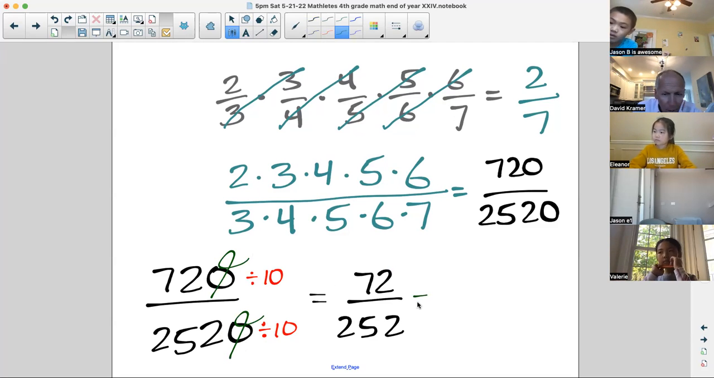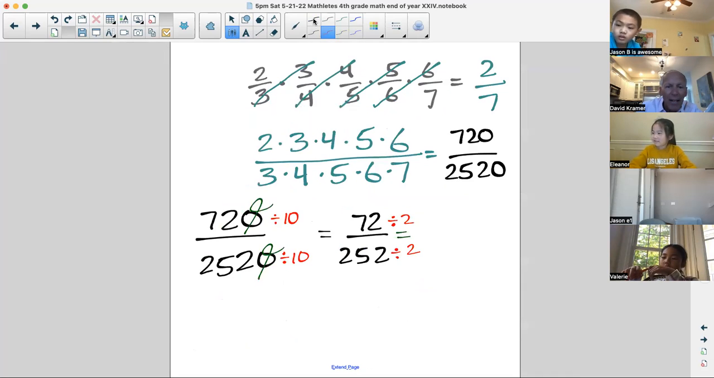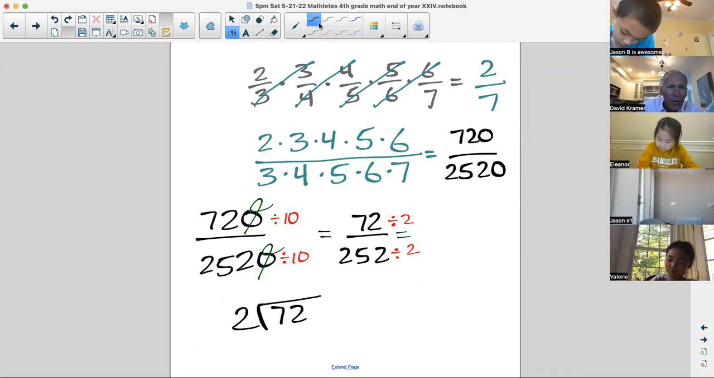Now, let's do it again. Should we divide? Does anybody know what number we should divide by now? 2. Ooh, 2 is good. Let's do it. Everybody divide 72 by 2. So come on, guys. Everybody do it. Don't say it out loud, please.